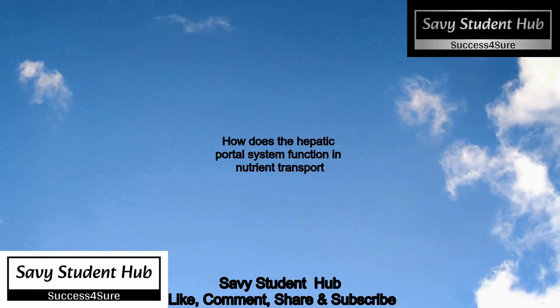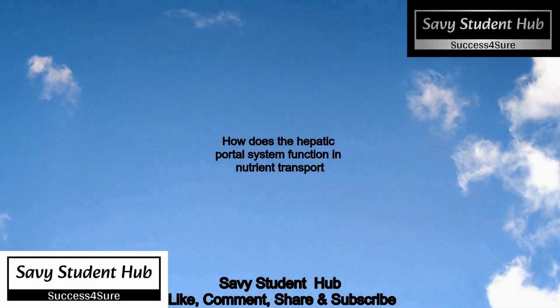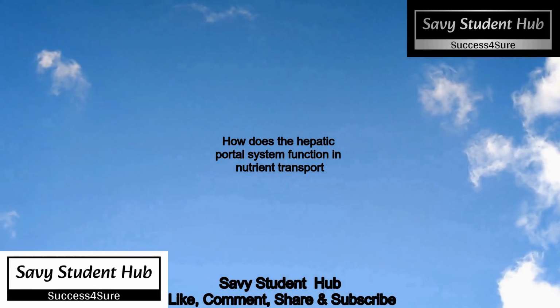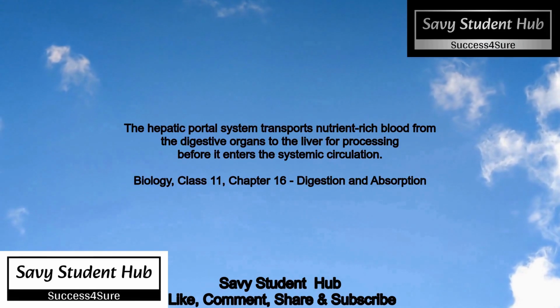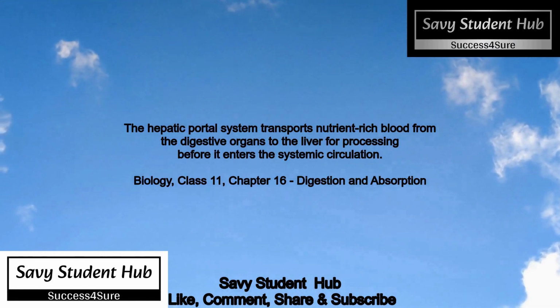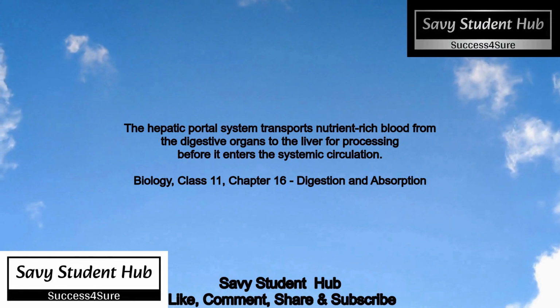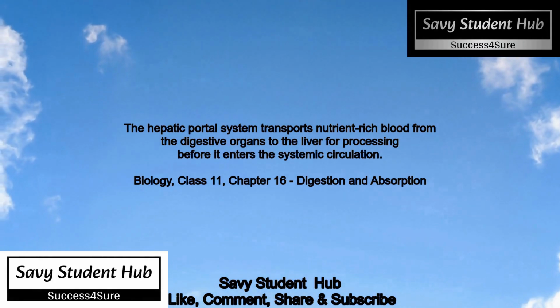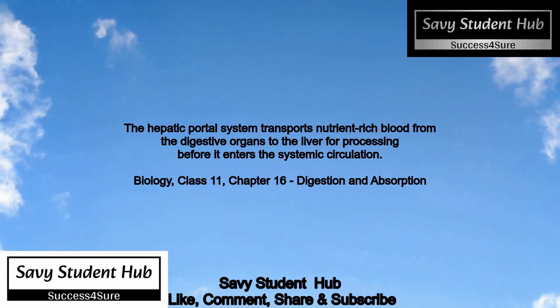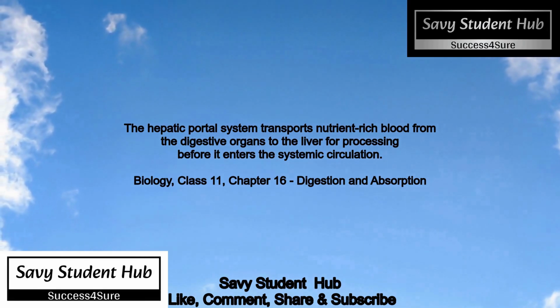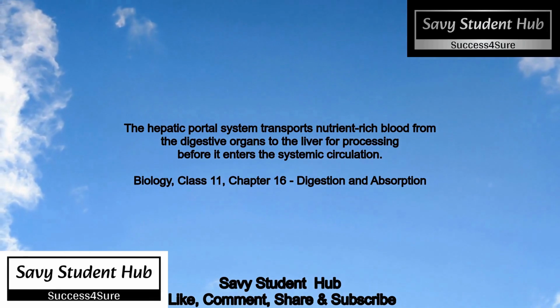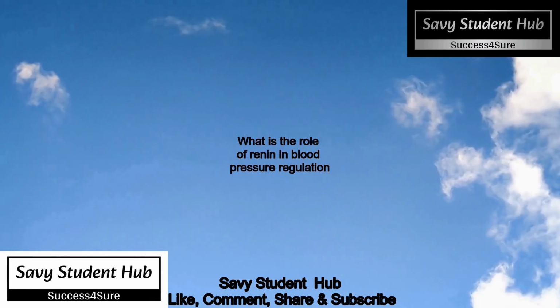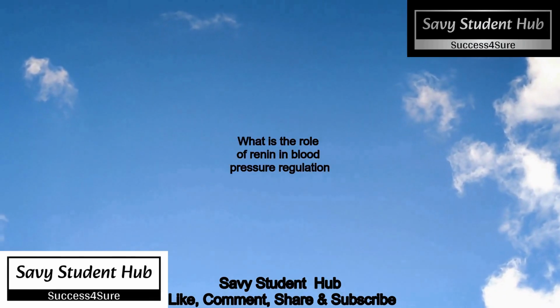How does the hepatic portal system function in nutrient transport? The hepatic portal system transports nutrient-rich blood from the digestive organs to the liver for processing before it enters the systemic circulation. What is the role of renin in blood pressure regulation?